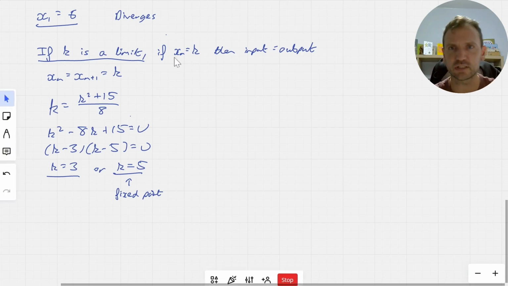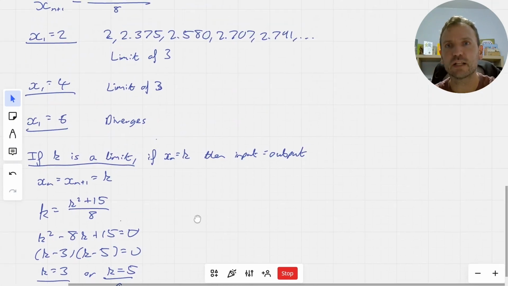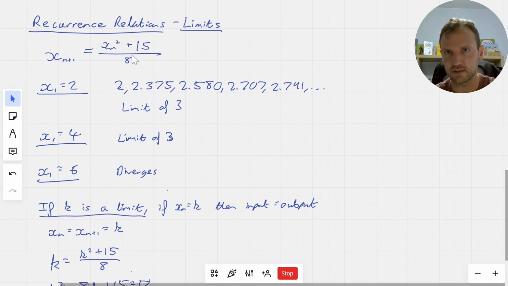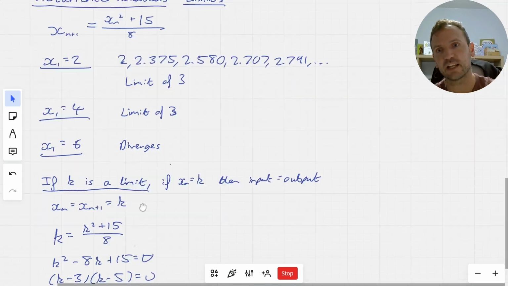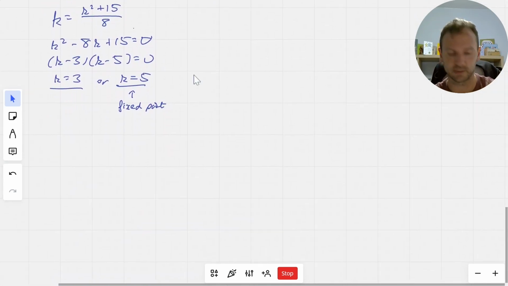So that's the first thing you need to be aware of when you're trying to find limits there, is that we're taking our recurrence relation and we're replacing both xn's and xn plus 1s with k, and what the values of k there are our possible limits. And that's always a way of finding possible limits.